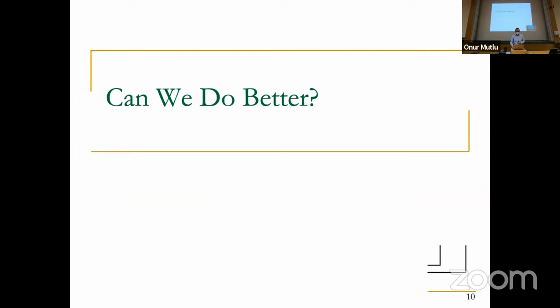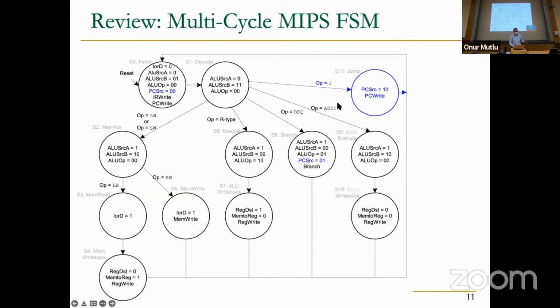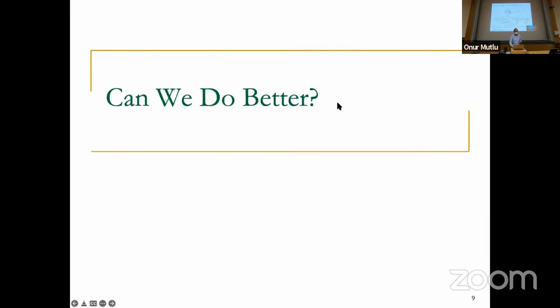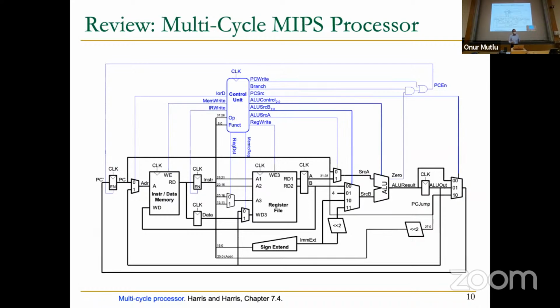So we asked the question, can we do better? And we said, yes, if you remember. So we built the multi-cycle MIPS processor that looks like this, which essentially says that an instruction can take multiple clock cycles to execute. And those multiple clock cycles are whatever is needed for a given instruction. An instruction can take 1,000 clock cycles.